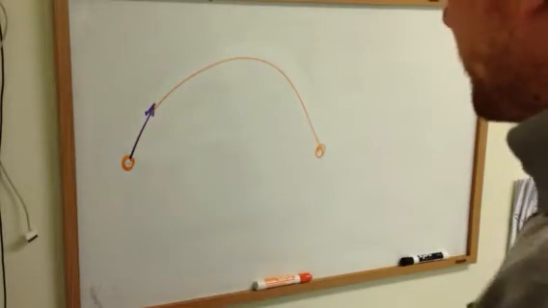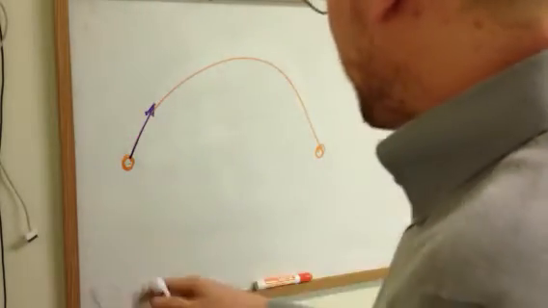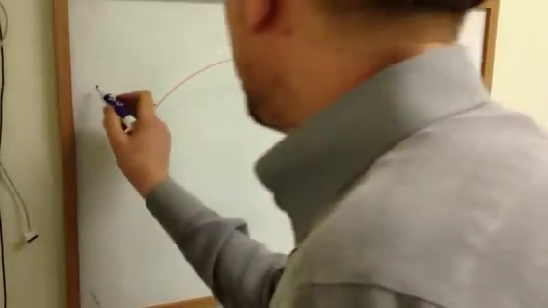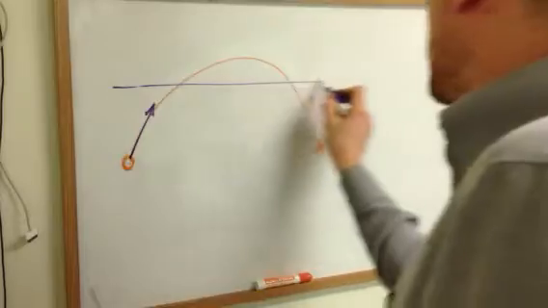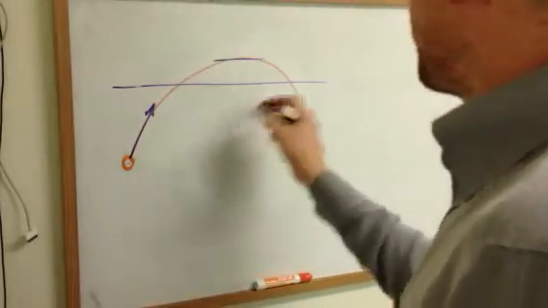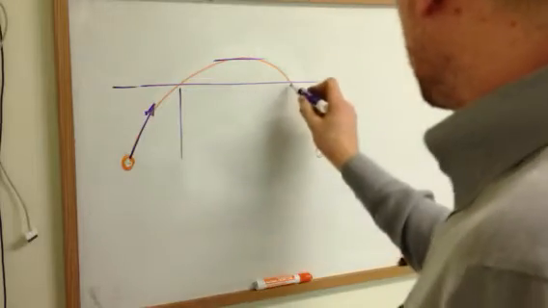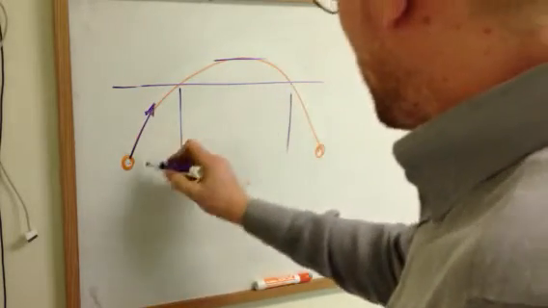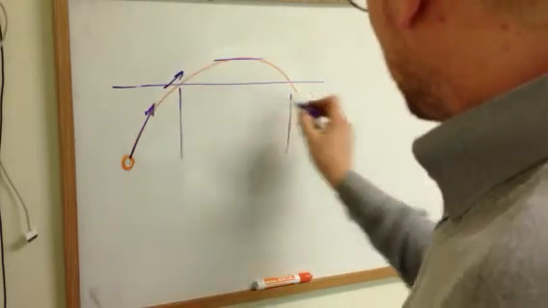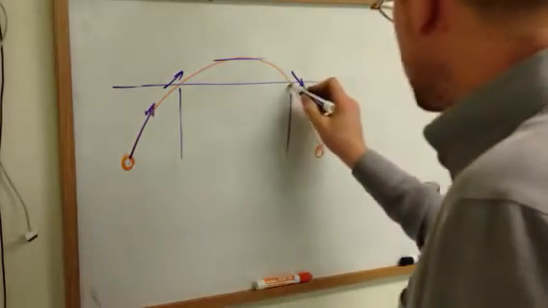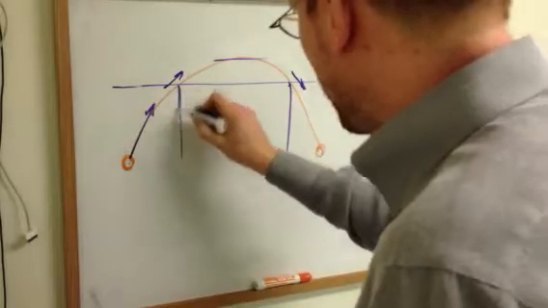Also notice that as it travels from start to finish, at any level, except for the very top, it encounters that height twice. It encounters all heights once on the way up and once on the way down. That's the case in this problem.